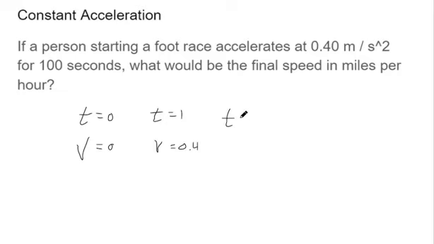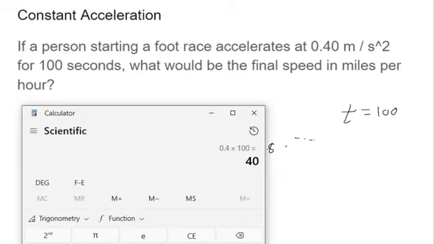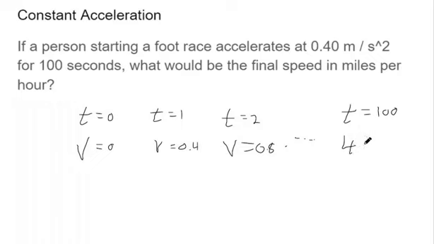And after 2 seconds, if we're accelerating at 0.4 meters per second squared, that means we're adding 0.4 to our velocity every moment. So that's 0.8 meters per second. And so you can extrapolate this, right? At t equals 100 seconds, you'd multiply 100 times 0.4. So 0.4 times 100, that's 40 meters per second.